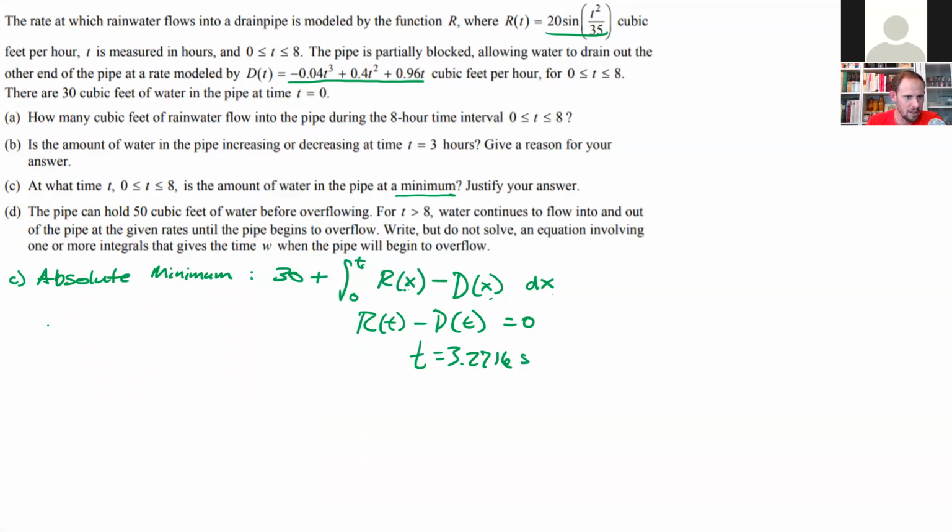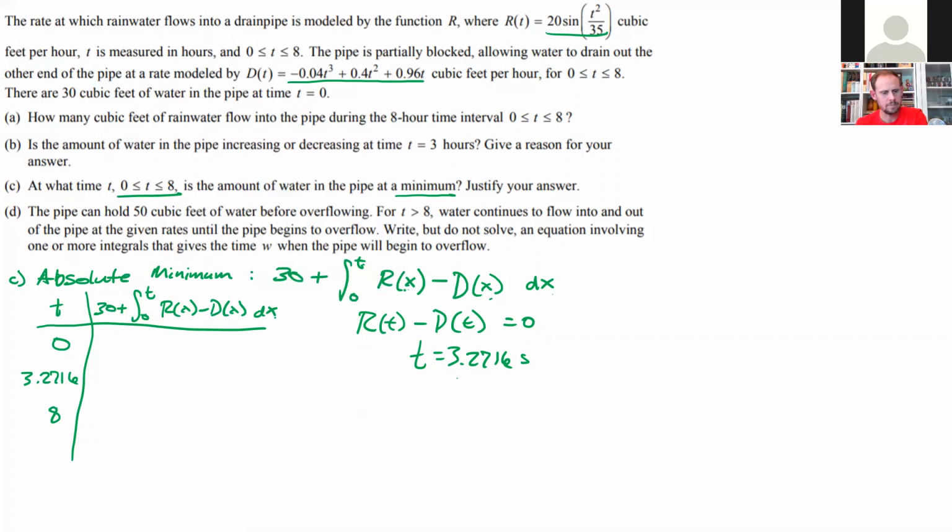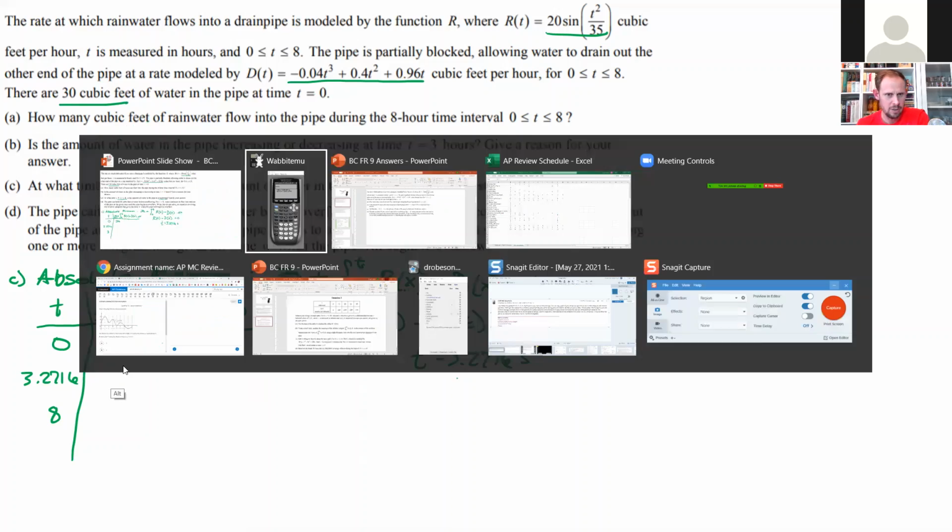So now when we're doing our candidate test, we're doing it over the interval from 0 to 8. So our candidates are 0, then this point, 3.2716, and then 8. And then our function is the 30 plus the integral from 0 to t of r of x minus d of x dx. Now I'm not going to try and work these out by hand, but the first one's not so bad. If I plug in 0 here, the integral's from 0 to 0. I'm just getting the 30 to start, and that's what they said it was to start, 30 cubic feet. For the second one, I'm definitely going to have to use the calculator to integrate that.